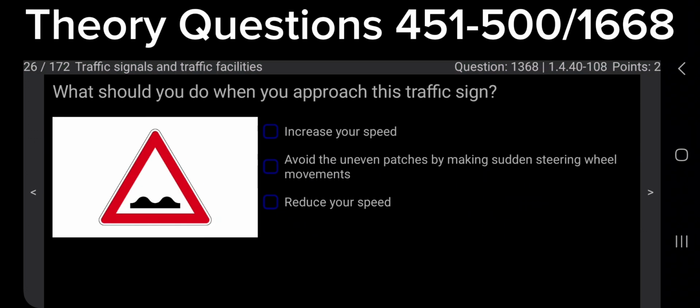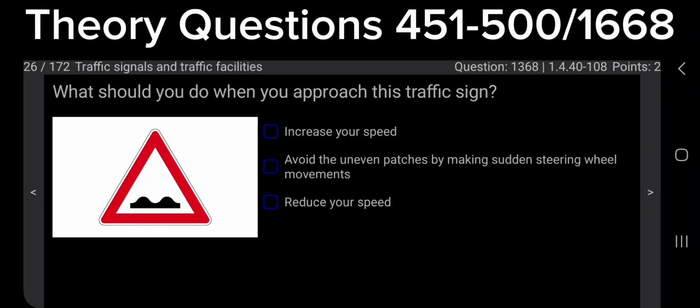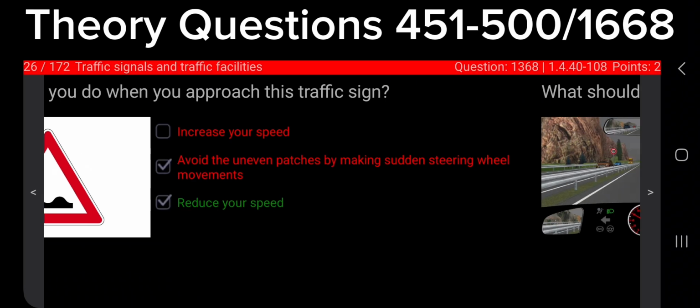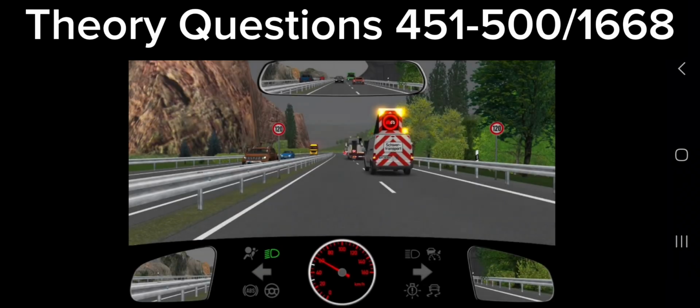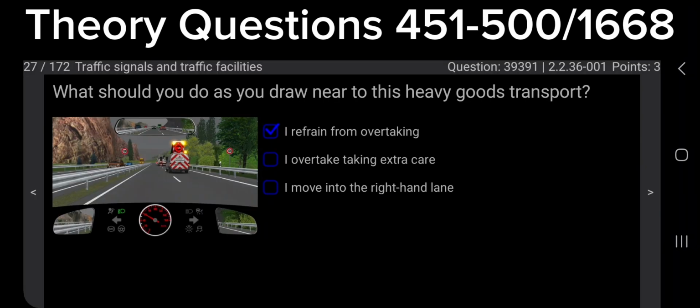What should you do when you approach this traffic sign? Increase your speed. Avoid the uneven patches by making sudden steering wheel movements. Reduce your speed. What should you do as you draw near to this heavy goods transport? I refrain from overtaking. I overtake taking extra care. I move into the right-hand lane.